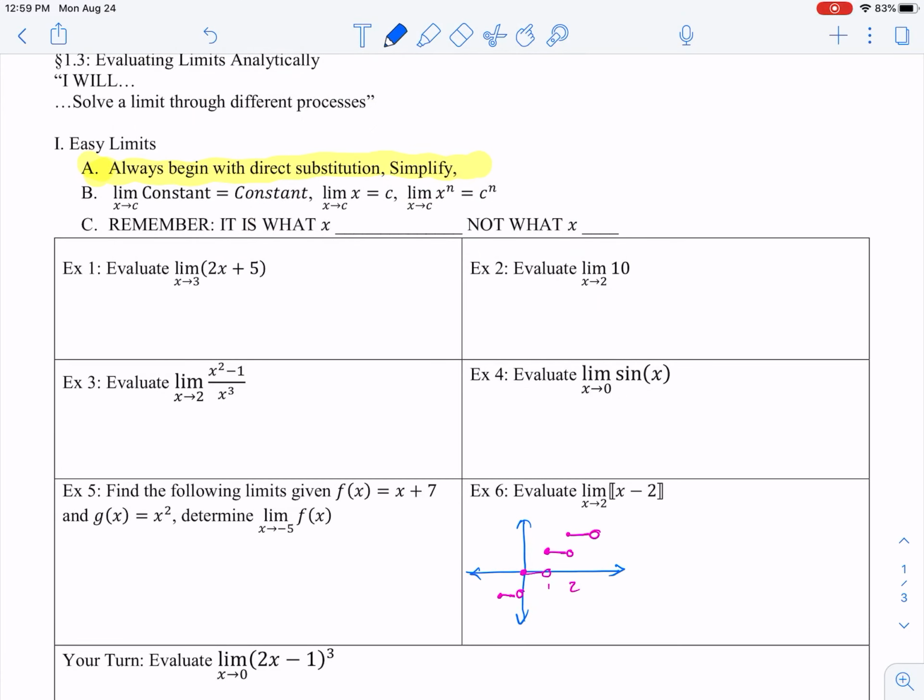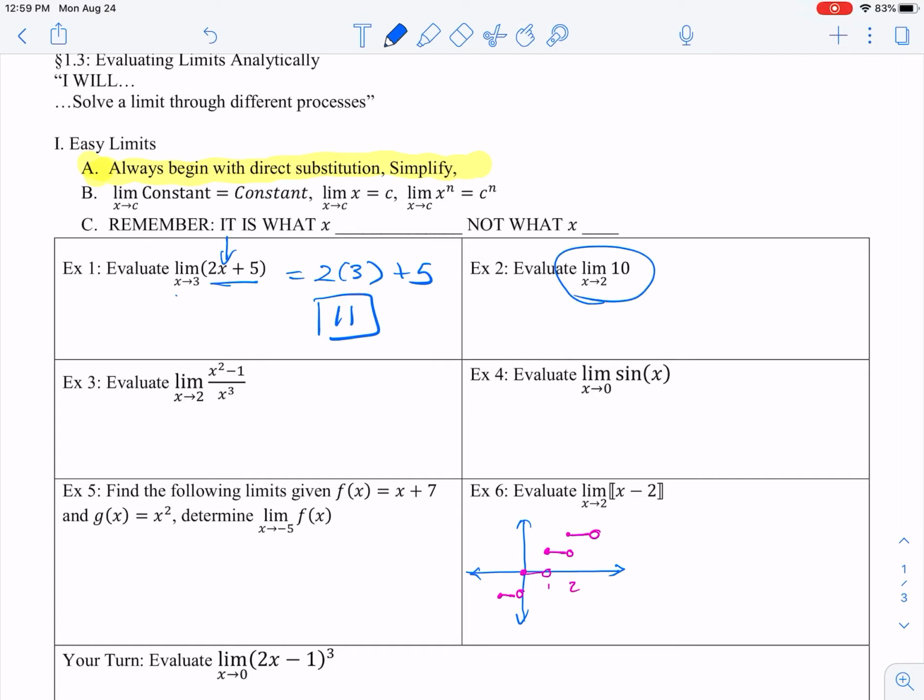Okay, direct substitution. It means if I'm taking the limit of 2x plus 5 as x approaches 3, all I do is plug 3 into my equation. So what I get is 2 times 3 plus 5, and I get 11, and that's my answer. Easy peasy, just plug it in, okay?